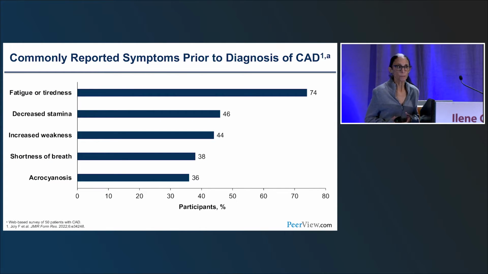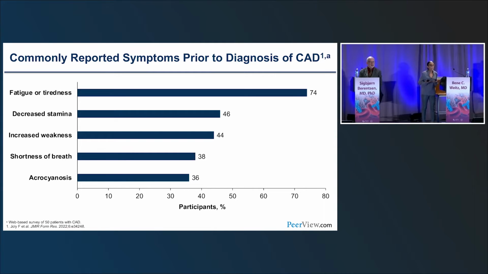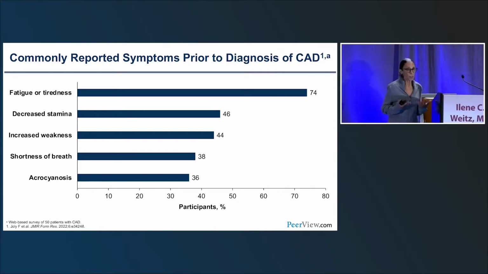A lot of symptoms are present in these patients even before they have an exacerbation of their cold agglutinin disease. Fatigue, tiredness is a very common feature, and it's a feature we see in a lot of other hemolytic disorders. And it's really independent of the degree of anemia. It's really cytokine mediated. They may have decreased stamina, they may have increased weakness, they may have shortness of breath, particularly if they're very anemic or if they have thrombosis, and they may have evidence of acrocyanosis.